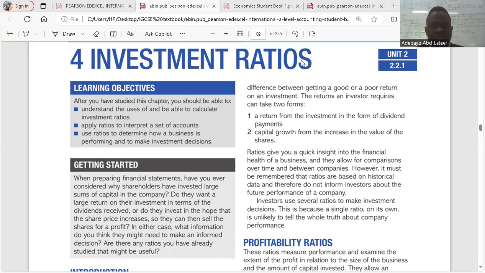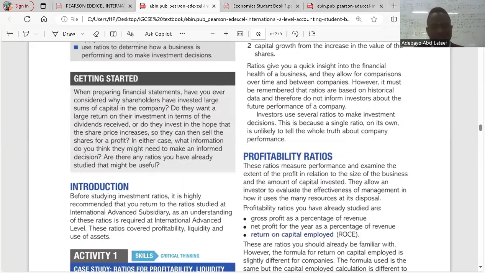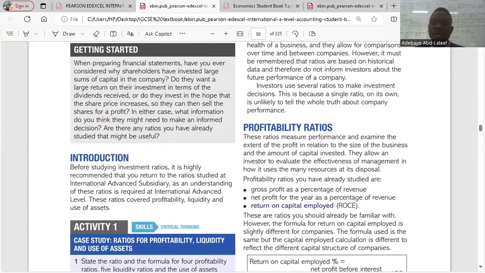Yeah, this is accounting A level. I'm taking investment ratios. When we talk about investment ratios, basically we're talking about investments. The investment ratio is the measurement of the relationship between the amount of money invested by the owners of the business and the profits they made. So that is what investment ratio is about.